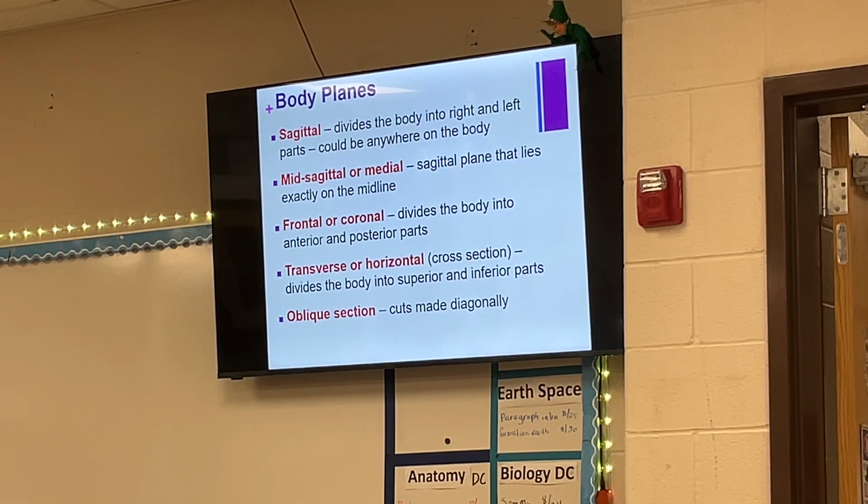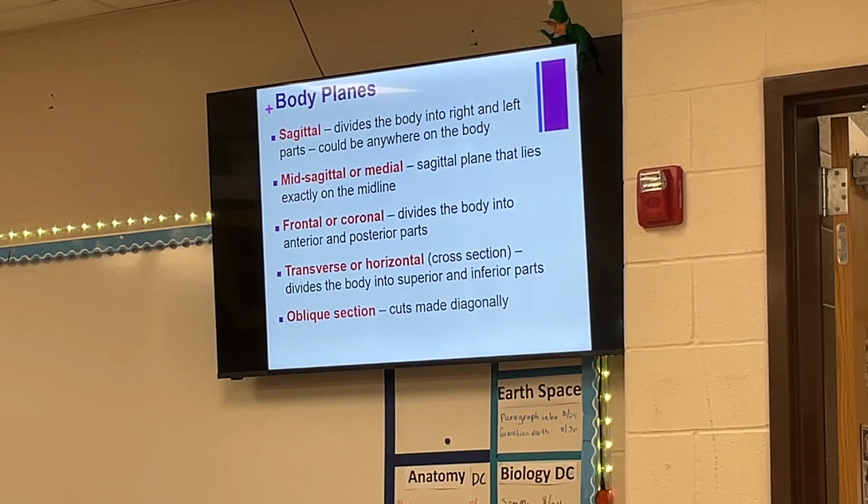Planes are like if you made a cut, like if you're cutting up the body. If you're dissecting something and you made a cut like a surgeon, then that's what the planes of the body are. So you made a sagittal cut. This divides the body into right and left parts. It could be anywhere on the body that you made a cut. But if the sagittal plane is exactly in the midline, like right down the middle of the nose, that is a mid-sagittal cut, or medial.